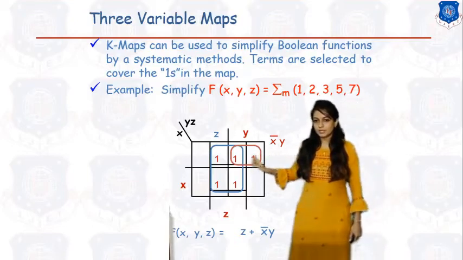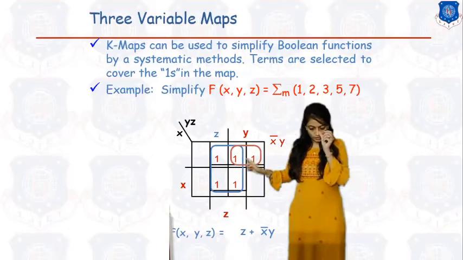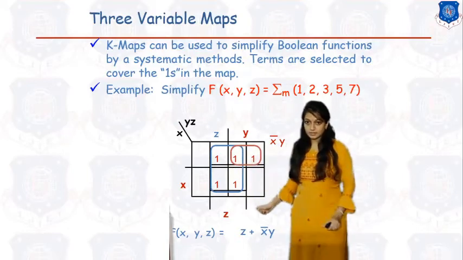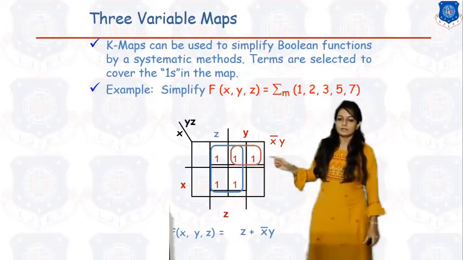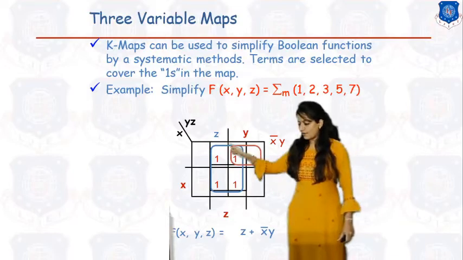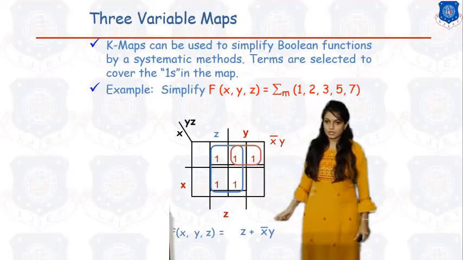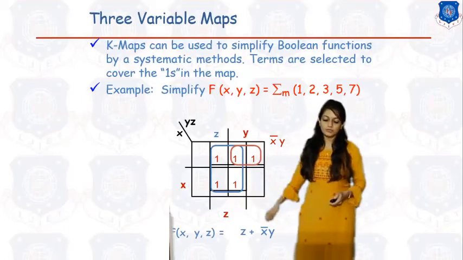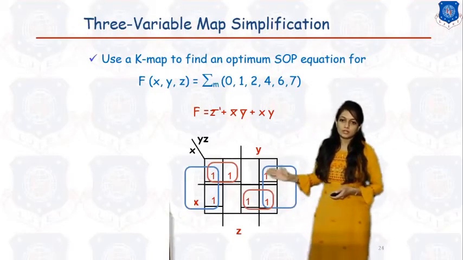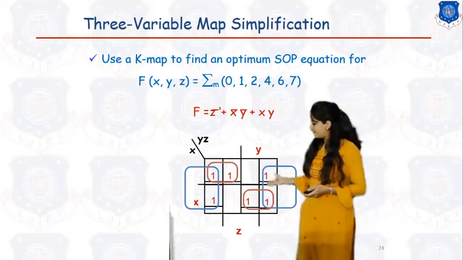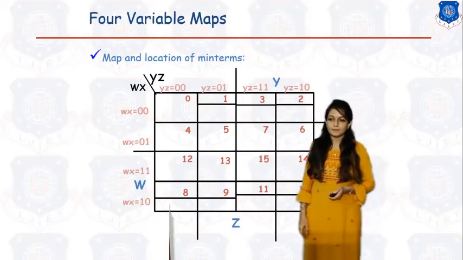So first make a group of these 4 ones and these 2 ones. So these 4 ones will give you the answer Z. These 2 ones will give you the answer X bar Y. Why? Because this is in the row of X bar, and for these 2 the common part is Y. So this is your answer, the reduced Boolean function with the help of 3 variable K map. Now the 3 variable map simplification for another example, you will get it like this. Alright. Now the 4 variable map.